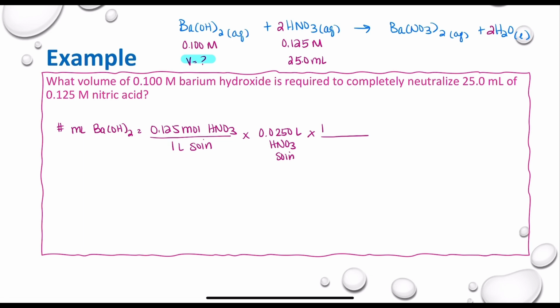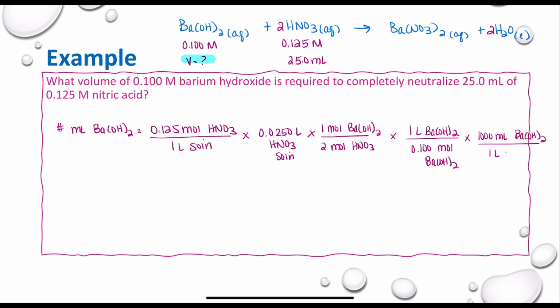Now I'm in moles of HNO3, and I can convert to moles of barium hydroxide. 1 mole barium hydroxide reacts for every 2 moles of nitric acid consumed. And for my moles of barium hydroxide, I'm going to use that molarity. I know 1 liter of the barium hydroxide solution contains 0.1 moles of barium hydroxide. And again, just because I prefer things in milliliters, 1,000 mL of that barium hydroxide solution for every 1 liter of barium hydroxide. And this gives me 15.6 milliliters of the barium hydroxide.